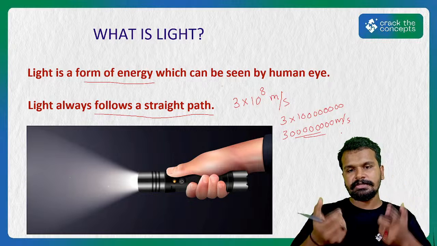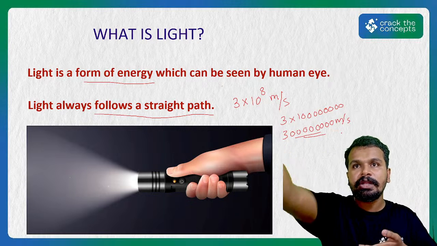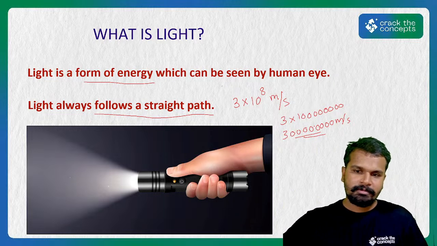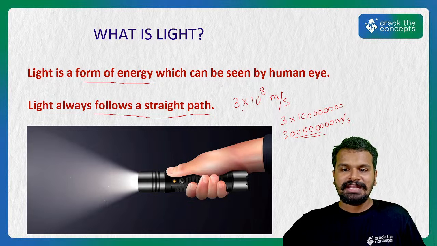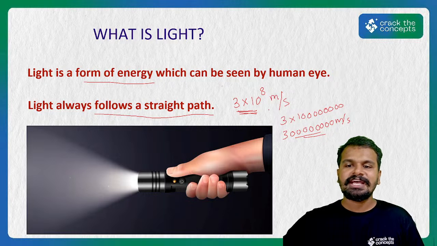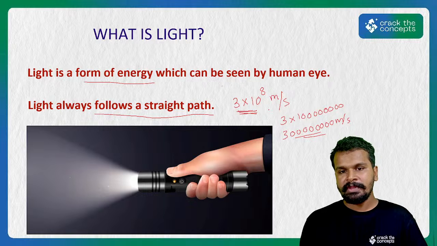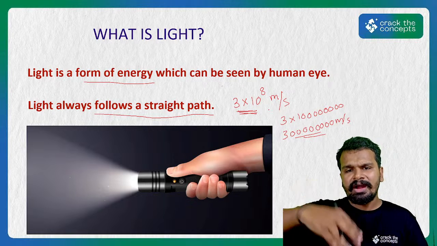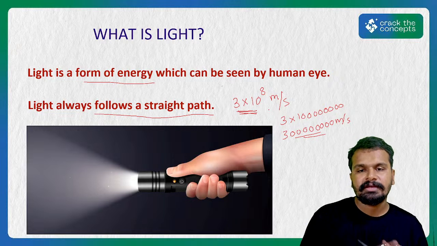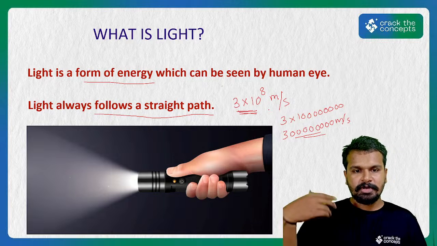Just imagine when you switch on the torch, the light reaches that particular point where you want to see. Just remember this value, the speed of light. In vacuum or in air, we take it as 3 into 10 raised to 8 meter per second. And when it comes to water, glass and other mediums, the speed of light decreases. We will be learning that in this chapter.